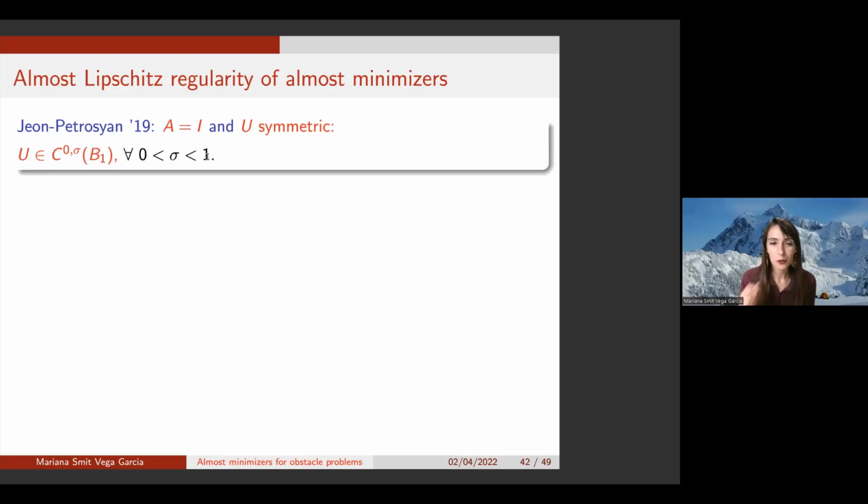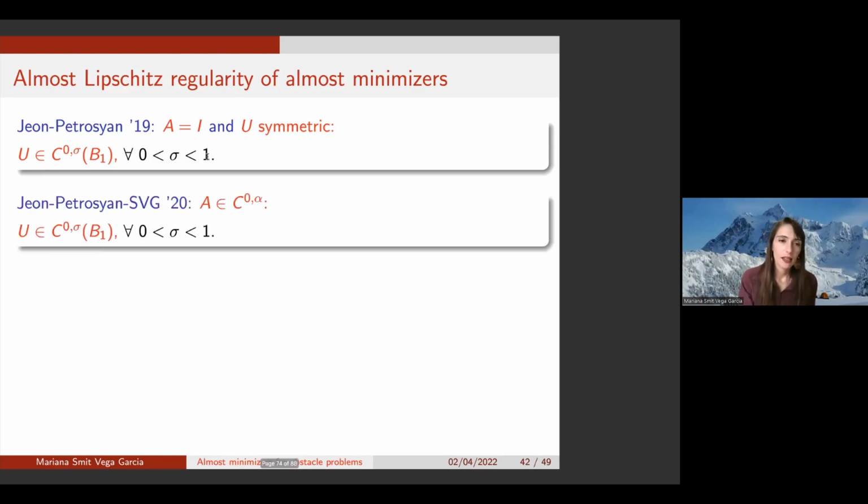the almost minimizer will be almost Lipschitz. In our case, we were able to actually remove the symmetry condition, and we were able to prove that if the matrix is C^{0,α}, then the almost minimizer will be almost Lipschitz.